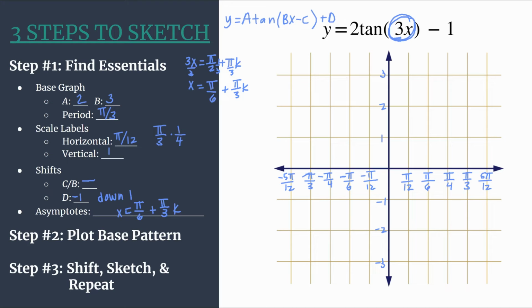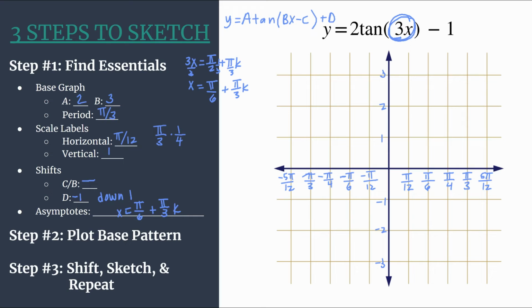We will plot our base pattern lightly, or in a different color. I'll use light blue. So this won't be our final graph; we'll do the shifts in the next step. But we can plot this base pattern for tangent. It'll be 0, point, asymptote, point. And we know it's not reflected because we did not have a negative sign in front of our equation.